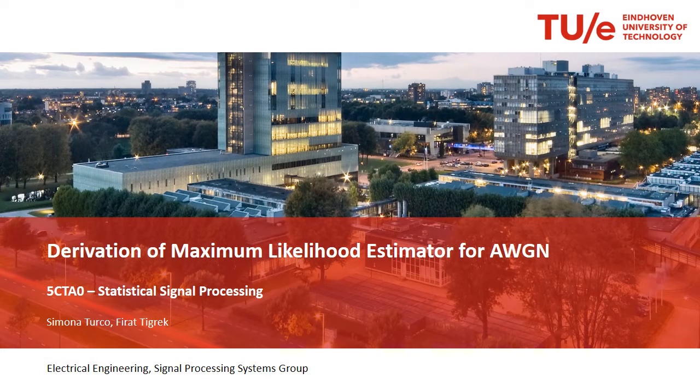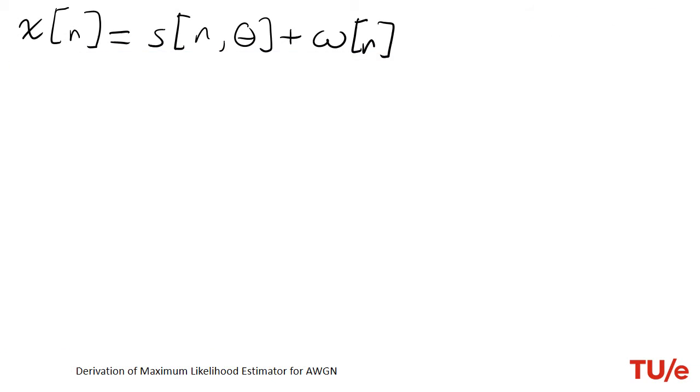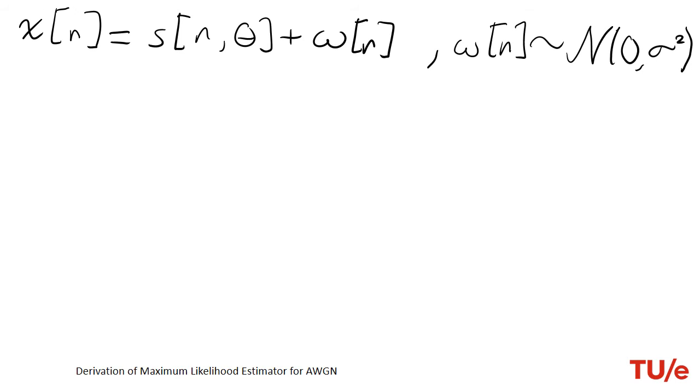In this Pencast, we will derive the maximum likelihood estimator for signal parameters from data with additive white Gaussian noise. The data is assumed to consist of a signal and additive white Gaussian noise. Thus, the noise samples are drawn from a Gaussian distribution with zero mean and sigma squared variance.